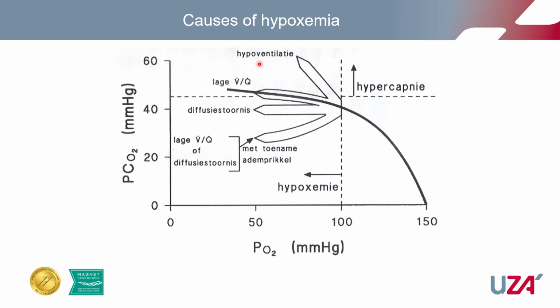The combination of hypoxemia and hypercapnia is only seen in patients with hypoventilation or having a low ventilation perfusion ratio. Most often, patients have a normal or even low PCO2 while having hypoxemia. A low CO2 may be caused by an increased breathing stimulus due to a diffusion disorder or low VQ ratios.